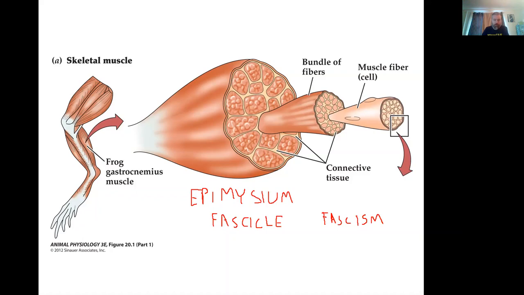Now, these fascicles are also bundles of stuff. In this case, a fascicle is a bundle of cells, which we're going to call muscle fibers. The reason I don't just call them cells is because they extend the entire length of the muscle. So a muscle fiber runs from point A to point B.